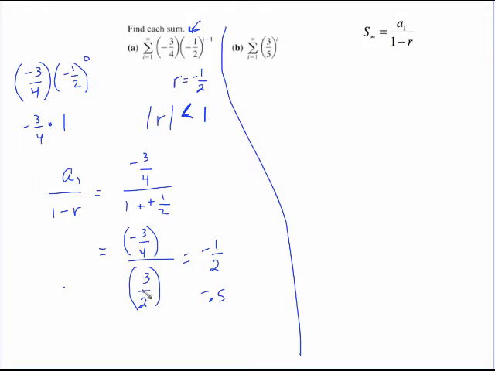Because these are both nice neat decimals, you could go directly to decimals. This is negative 0.75 over 1.5, and your calculator will tell you negative 0.5. So it depends on what MathXL is asking for format-wise.